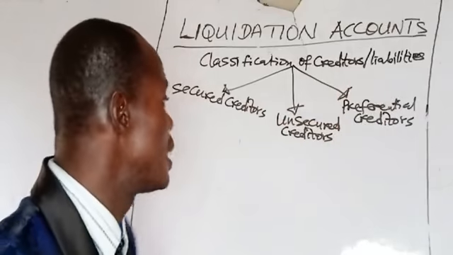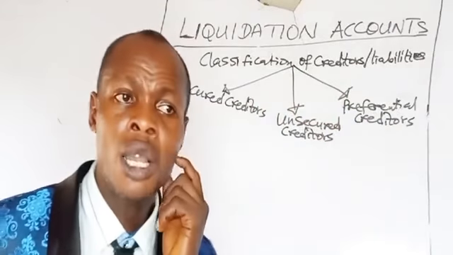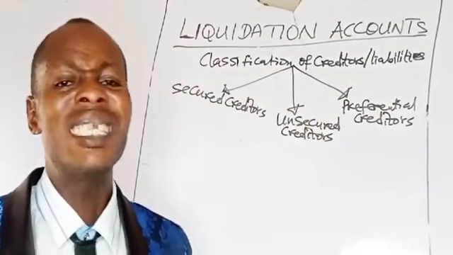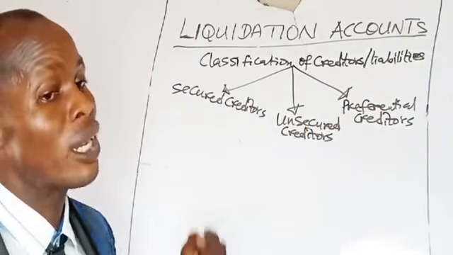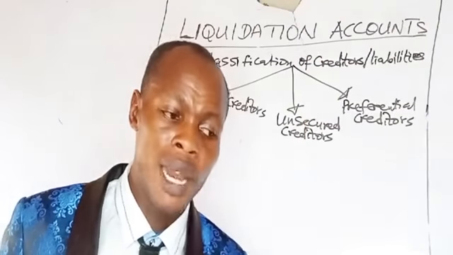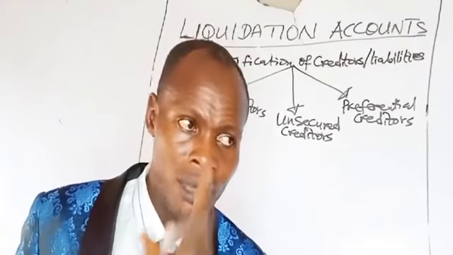Number three is preferential creditors. Preferential creditors include all local rates and charges due from the company 12 months preceding the relevant date. I will still explain what relevant date means.